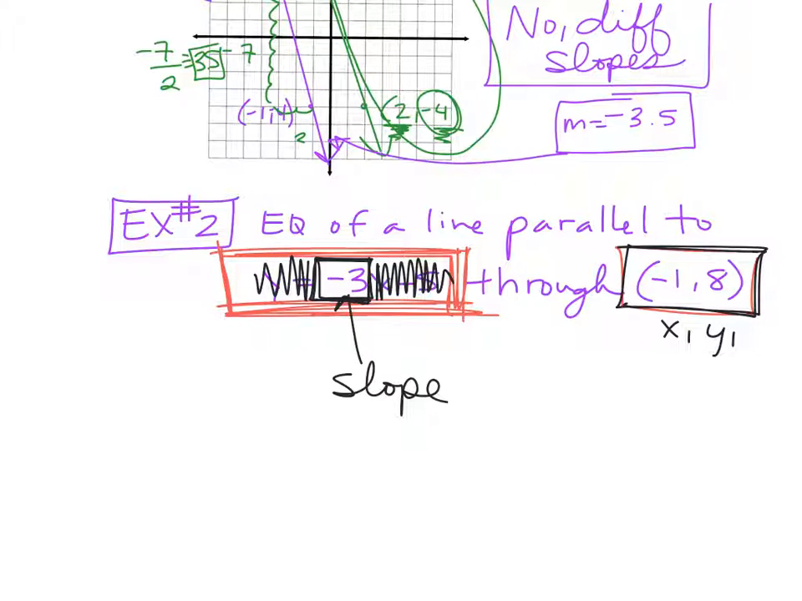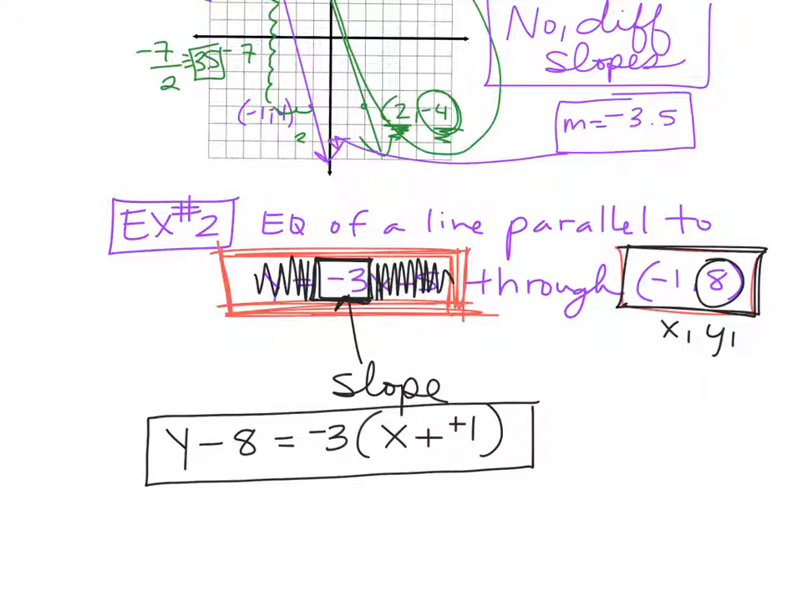Point slope form, right? So we're gonna do y minus your y value, which is 8, equals the slope, which is negative 3, times x minus your x value, which is a negative 1. Remember, minus a negative becomes plus a positive. So your answer, your equation, is just going to stop right there. You don't need to try to put it into slope-intercept. You can leave it in point slope, but that's what it should look like. Y minus 8 equals negative 3 times x plus 1. Okay? Good on that?